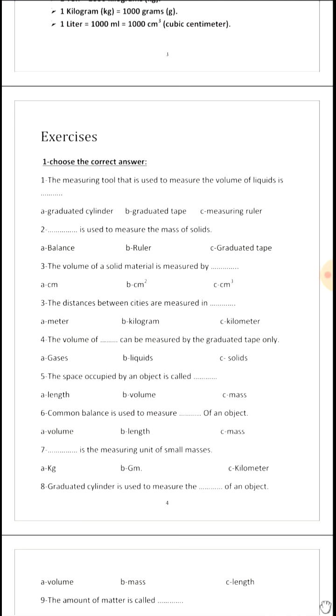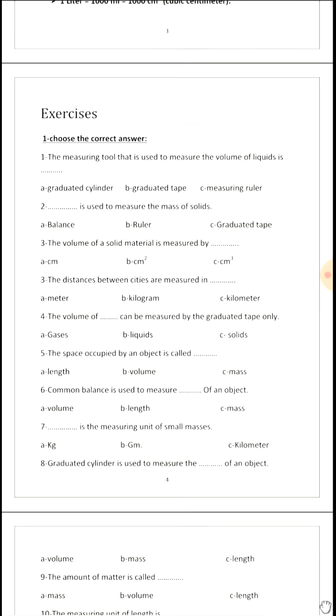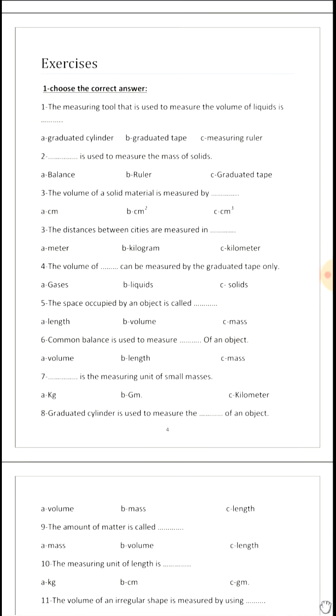Excellent. Number 3. The volume of solid material is measured by cubic centimeter. Excellent. Number 3. The distance between cities are measured in kilometer. Number 4. The volume of space can be measured by the graduated tape only. Graduated tape only. Excellent. I can use graduated cylinder to measure the volume of solids.